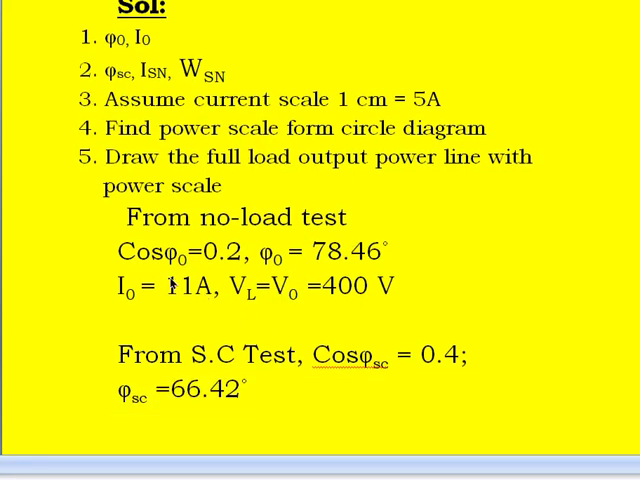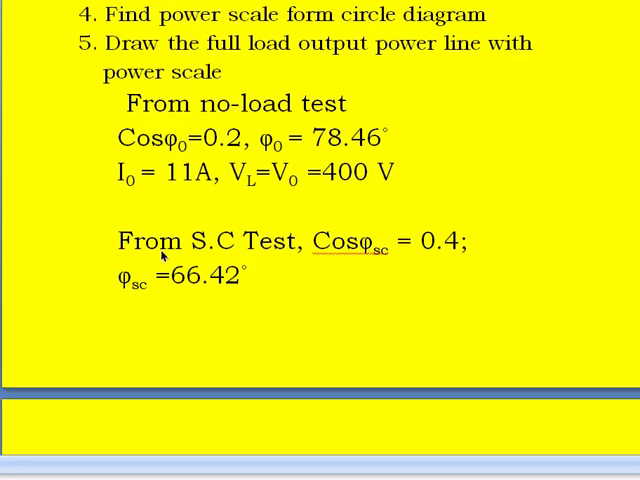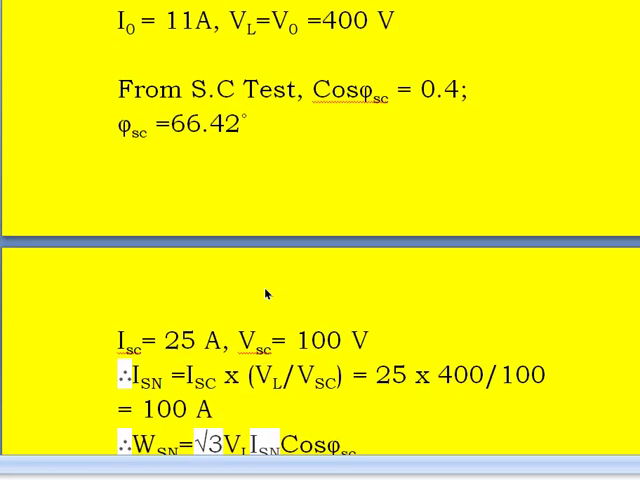From the no load test, we know power factor is 0.2. From this we can calculate the no load power factor angle as 78.46 degrees. And the no load current given is 11 amperes and the no load voltage given is 400 volts. From the short circuit test, the short circuit power factor is given as 0.4, and from this we can calculate phi SC is equal to 66.42 degrees.